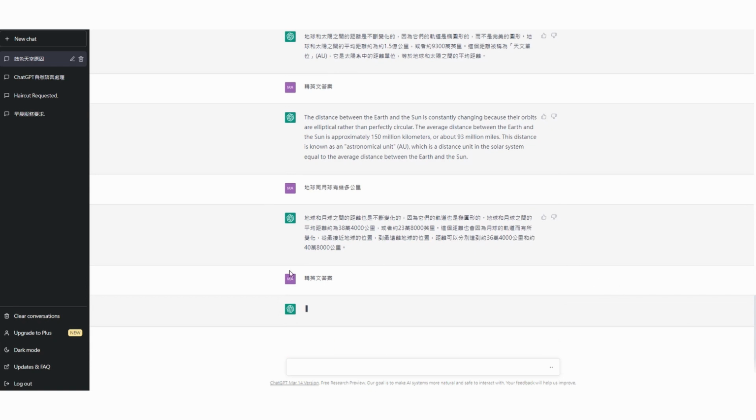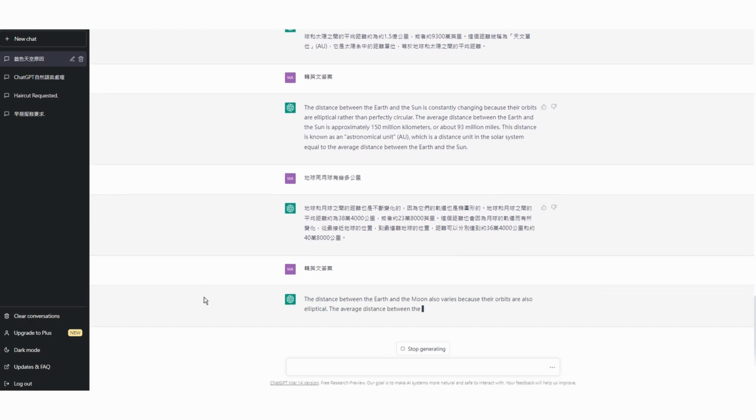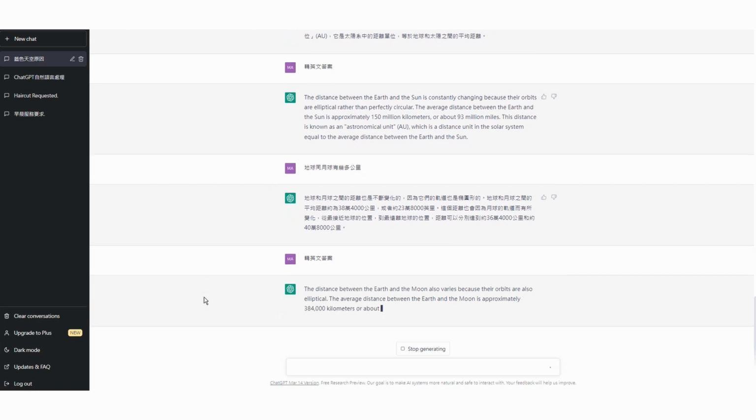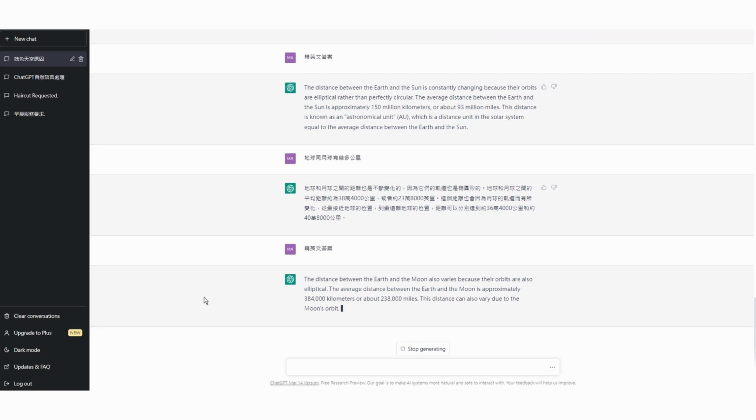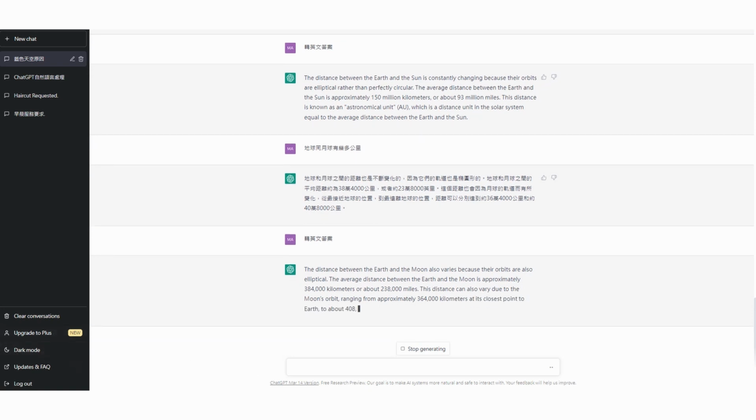The distance between the Earth and the Moon also varies because their orbits are also elliptical. The average distance between the Earth and the Moon is approximately 384,000 kilometers or about 238,000 miles. This distance can also vary due to the Moon's orbit, ranging from approximately 364,000 kilometers at its closest point to Earth, to about 408,000 kilometers at its furthest point.